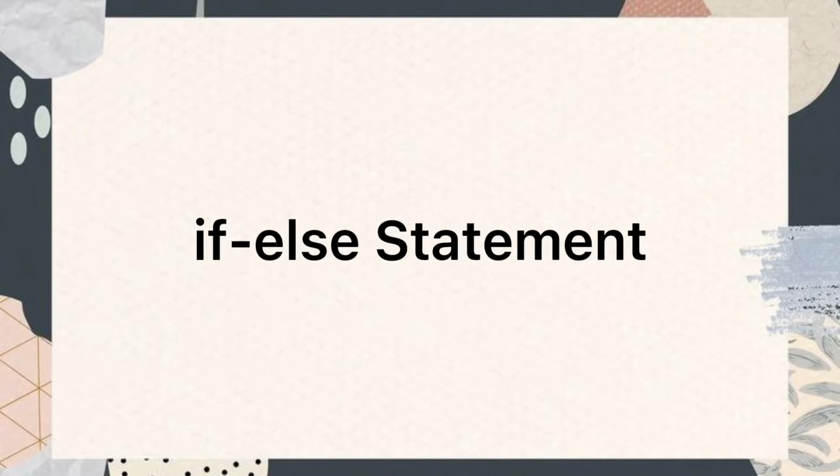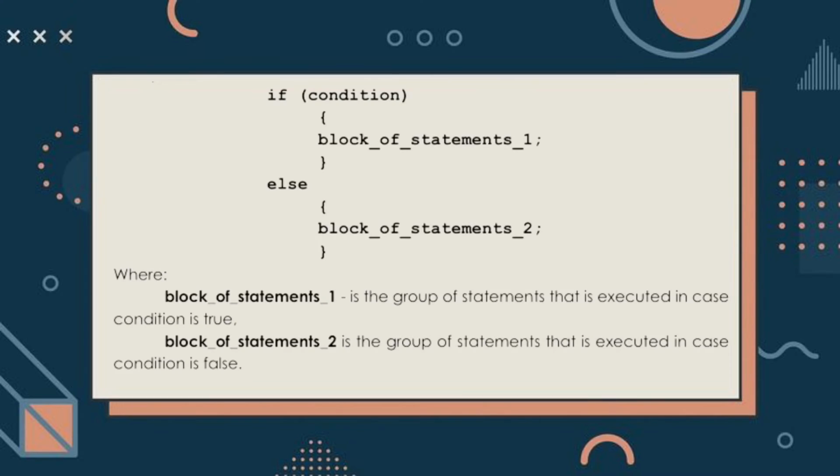If-else statement. The if-else statement is used when there are two conditions, where statement 1 is the group of statements that is executed in case the condition is true. Statement 2 is the group of statements that is executed in case the condition is false.